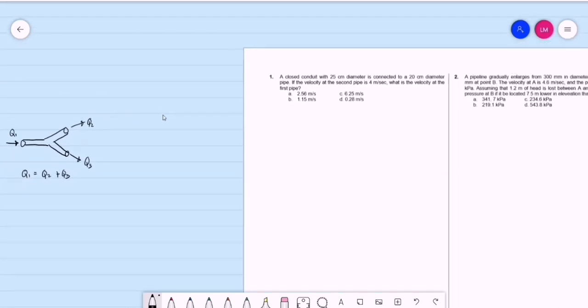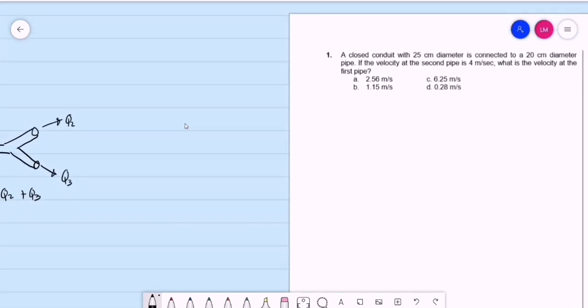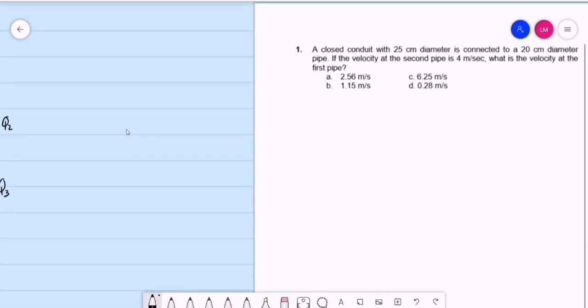So let's have an example, one previous board exam problem in civil engineering. A simple problem. A closed conduit with 25 centimeters diameter is connected to a 20 centimeters diameter pipe. If the velocity at the second pipe is 4 meters per second, what is the velocity at the first pipe? So this is a series connection. Let's say this is pipe number 1, then connected to pipe number 2. The diameter of the first pipe is equal to 25 centimeters. The diameter of the second pipe is equal to 20 centimeters.